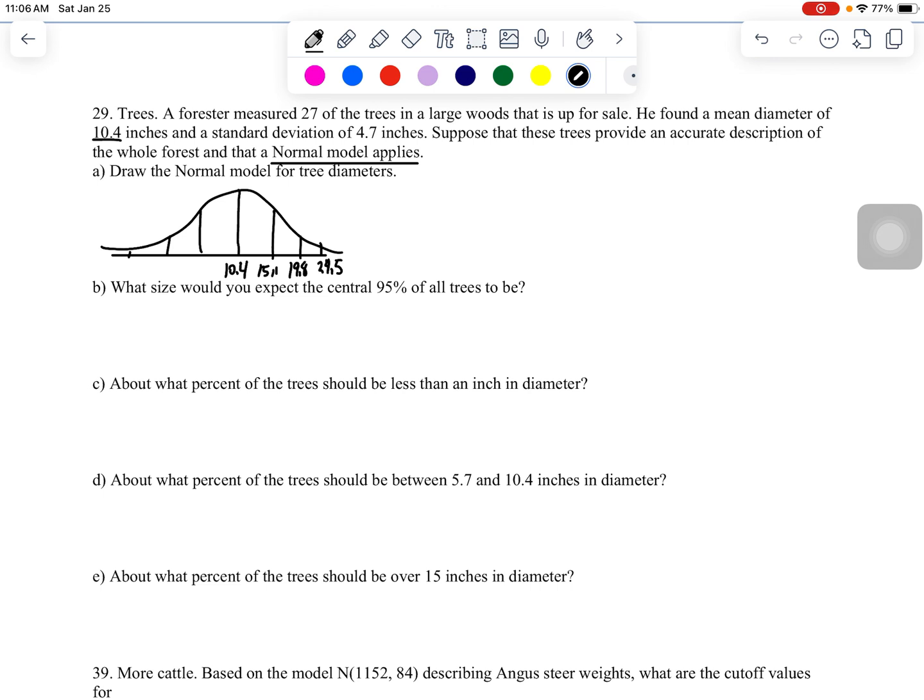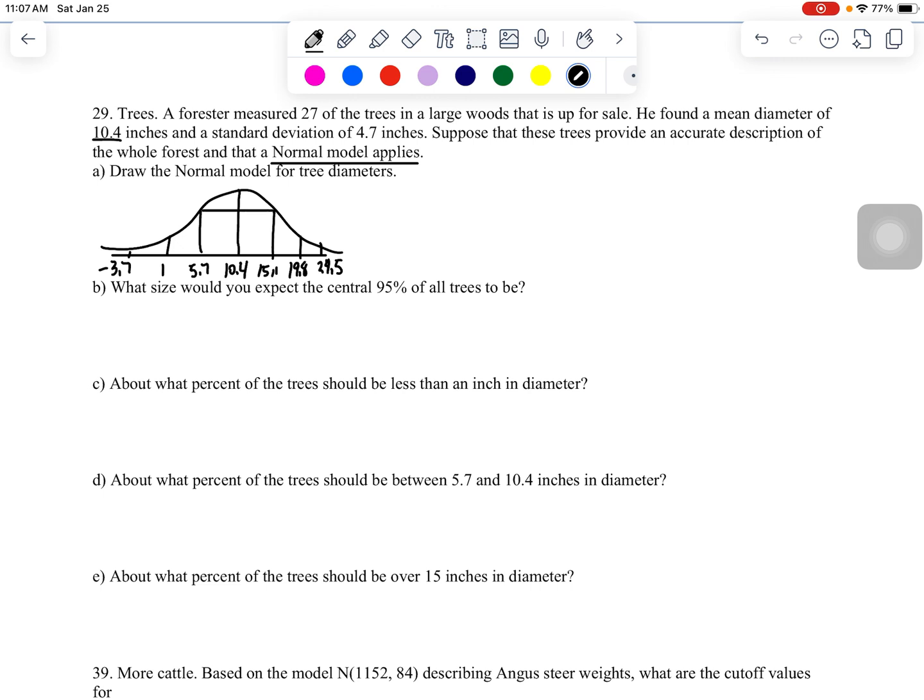10.4 is the middle, and now we're going to subtract 4.7, and that's going to give me 5.7. Subtract 4.7 again, that gives me 1. Subtract 4.7 again, gives me negative 3.7. So it's going to be a little bit tough here. It did tell me the normal model applied, so it worked, but part of my curve is going to have negative values, which doesn't make sense because I'm not going to have a tree with a negative value.